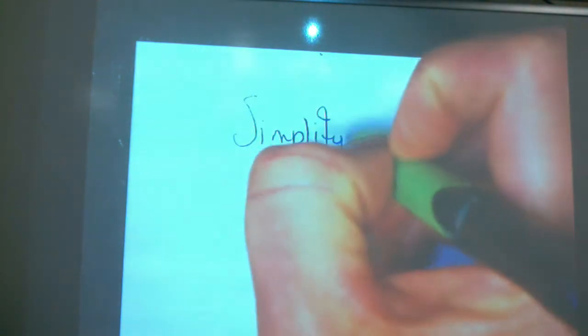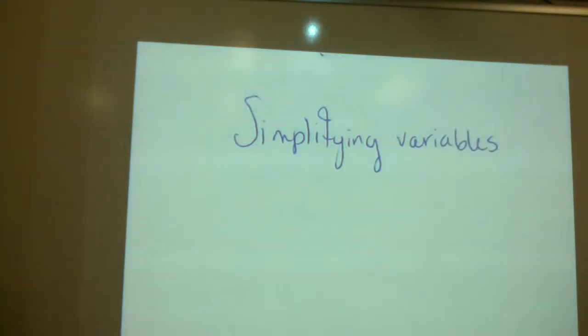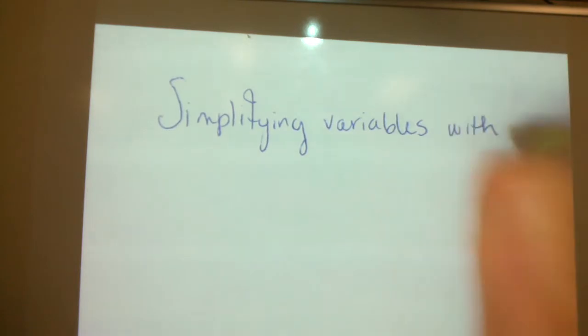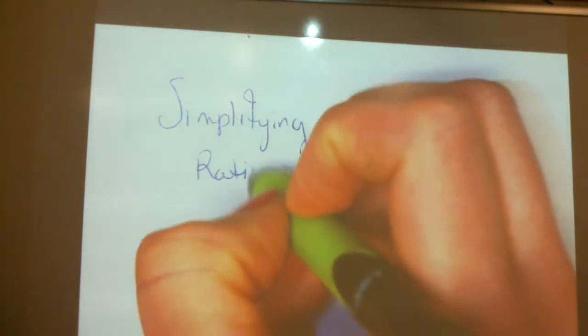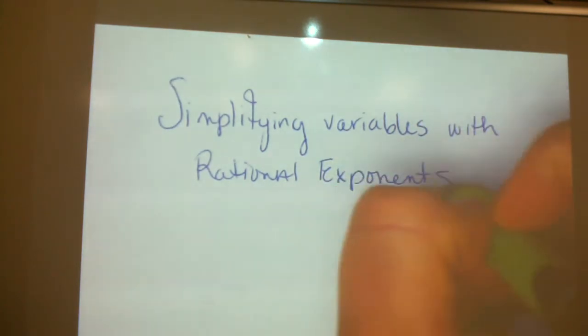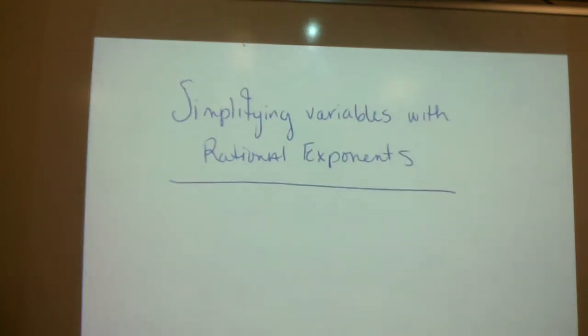The next lesson in Unit 3 is Lesson 5, which is simplifying variables with rational exponents. Simplifying variables with rational exponents. Let's zoom out real quick. All right, the directions will say simplify.